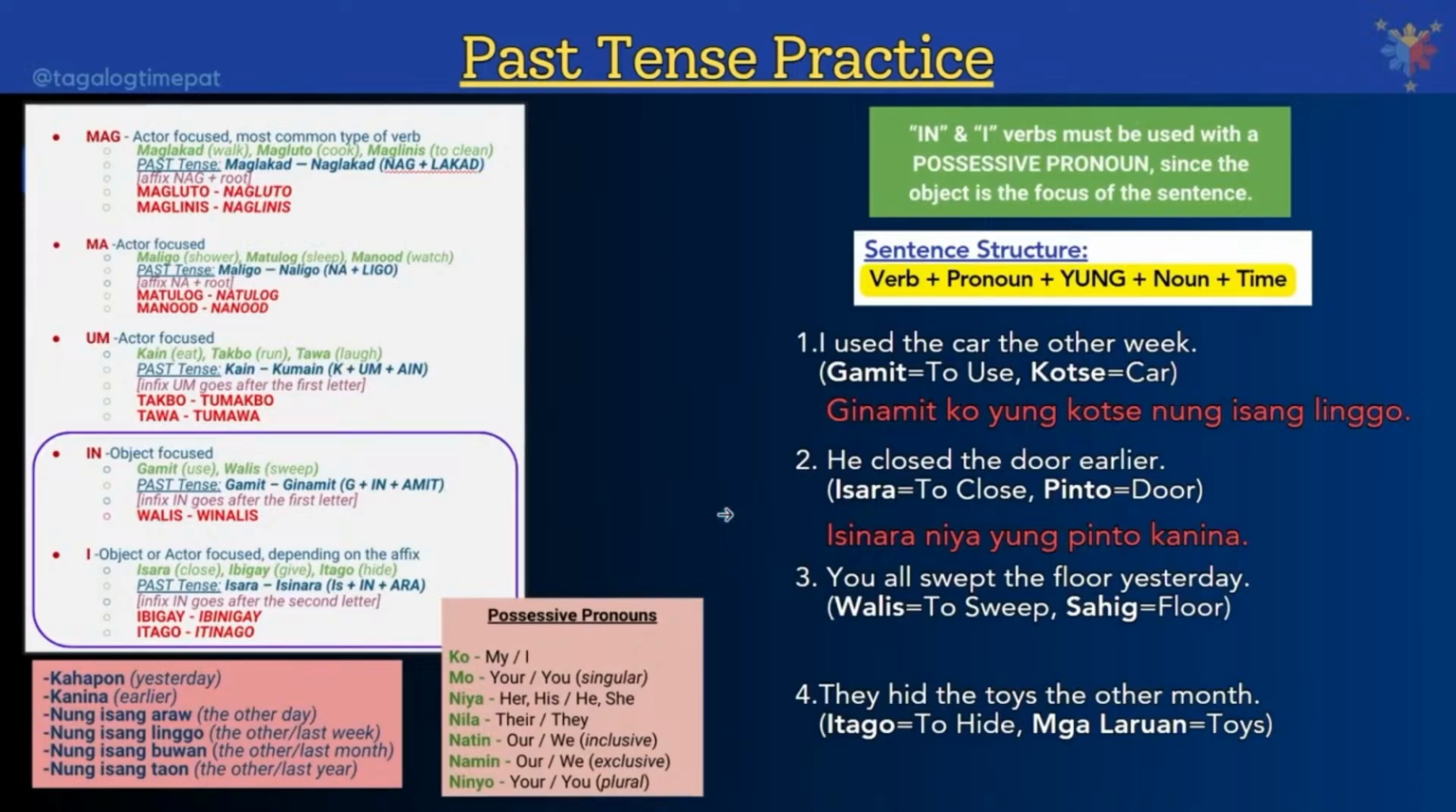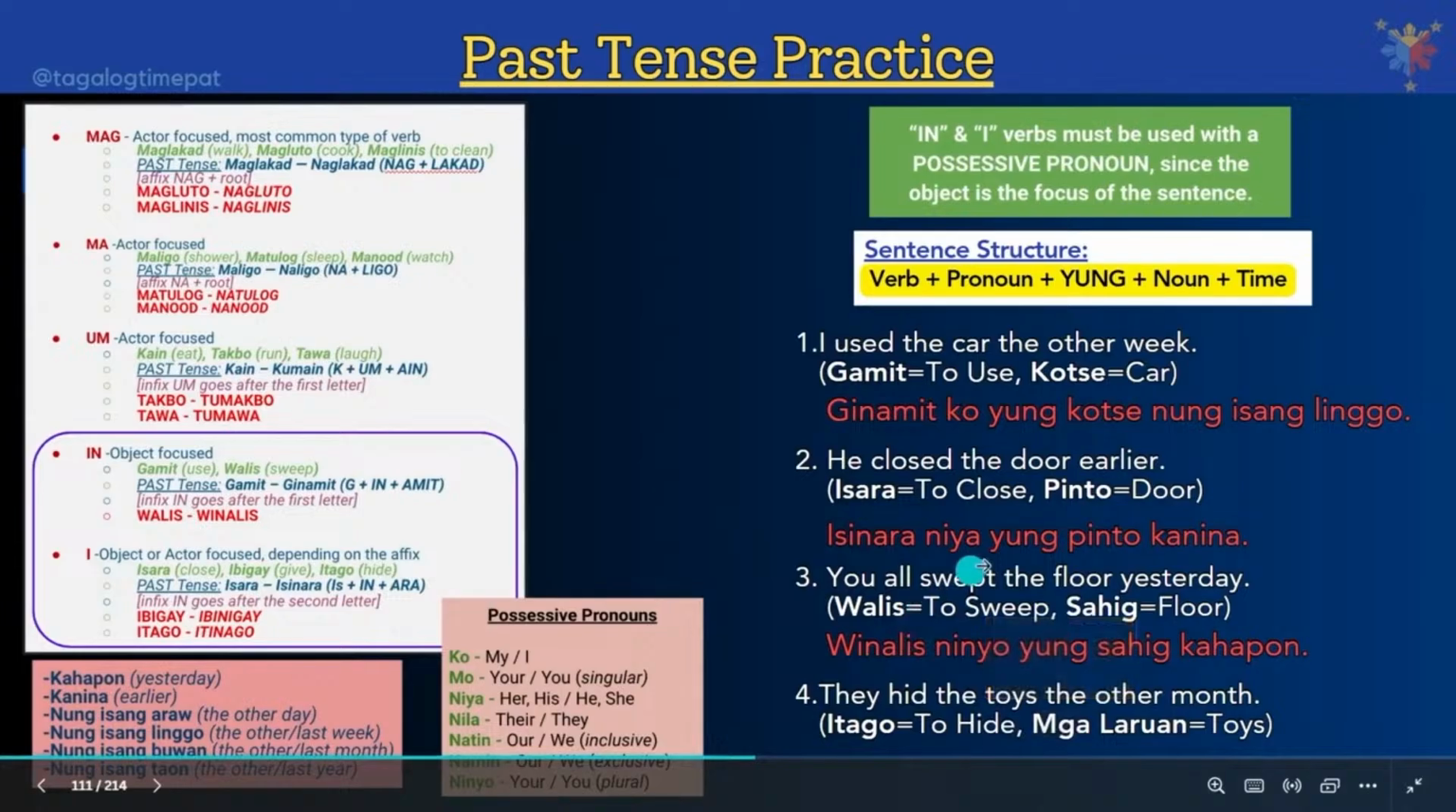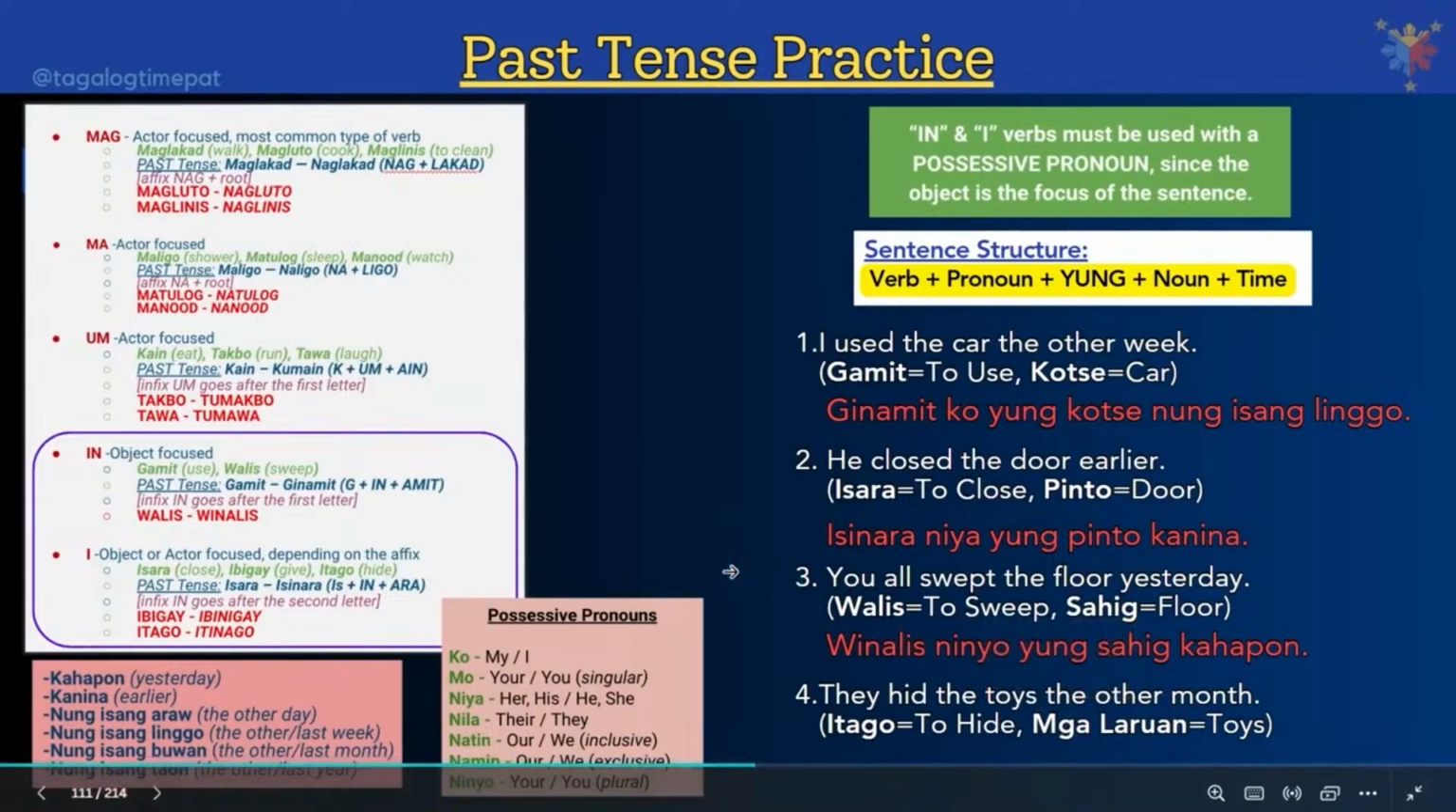Okay, number 3, you all swept the floor yesterday. Walis means to sweep. Sahig means floor. Winalis ninyo yung sahig kahapon. You all swept the floor yesterday. And lastly, they hid the toys the other month. Itago means to hide. Mga laruan means toys. And to make a noun plural, you have to add this word mga. So mga laruan means toys.